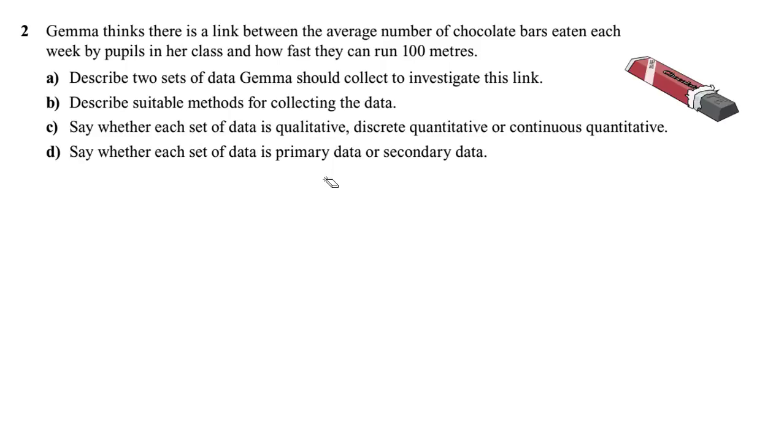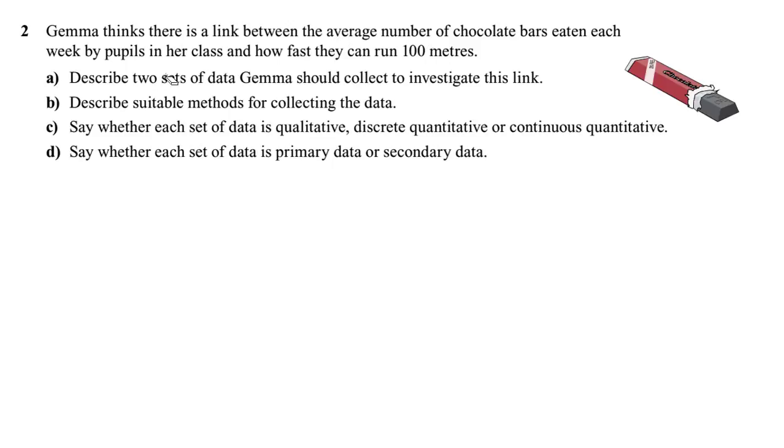Okay, hope you've tried that. All right, so question 2 says, Gemma thinks there's a link between the average number of chocolate bars eaten each week by pupils in our class and how fast they run 100 meters. So she's thinking that maybe those who eat a lot of chocolate run faster than those who eat less chocolate. Okay, so that's what maybe she's thinking, and she wants to find that out.